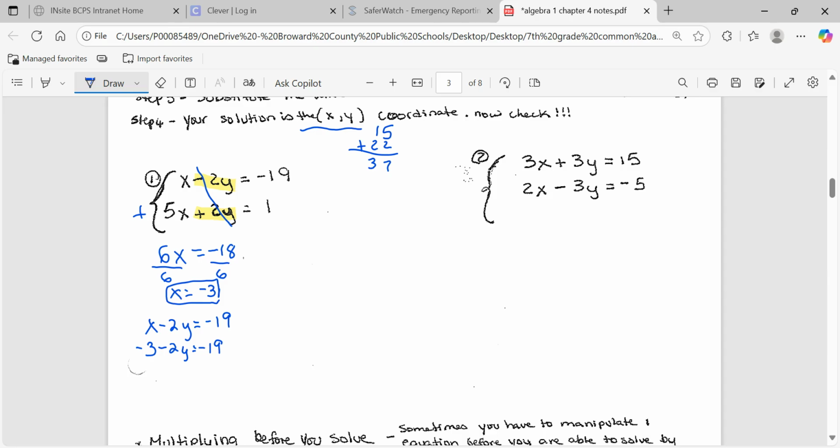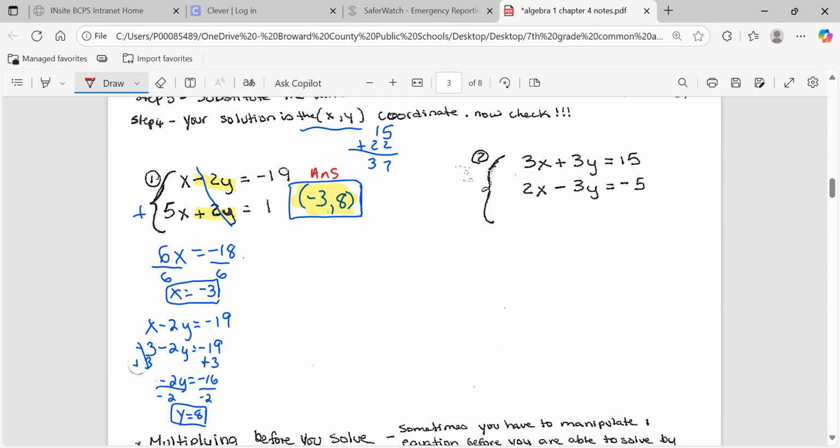And now I'm going to solve this two-step equation. So I would add 3 to both sides, so that negative 2y is equal to negative 16. And I divide both sides by negative 2, so that y is equal to positive 8. The solution to my system then is negative 3, 8. That is the solution to my system. That's my answer.